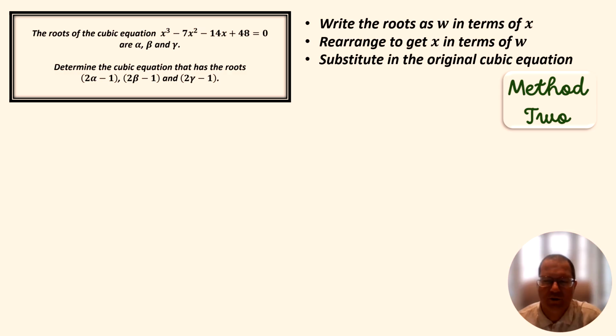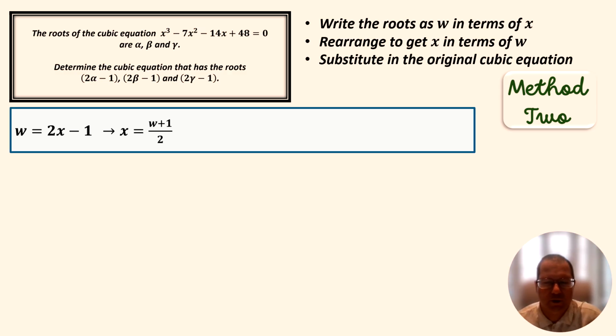And now for method 2, which is probably more popular. It requires us to do the following. We write the roots as w in terms of x, and then rearrange to get x in terms of w. Then we substitute these expressions for x in the original cubic equation. So our linear transformation is multiplying the x roots by 2, taking away 1. So we can say in general that w equals 2x minus 1, from which x equals w plus 1, all divided by 2.